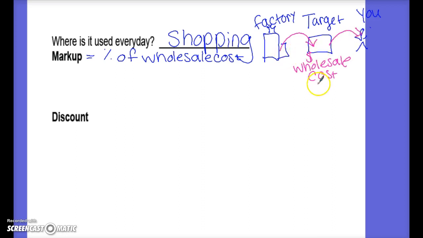So Target might buy something, maybe they buy a DVD for $3 from the factory, but they sell it to you for $15. This $3 was the wholesale cost. It's what they bought it for. Your wholesale cost, give yourself a little note here, is always your original number, which makes sense because they originally bought it for $3 and sold it to you for $15.